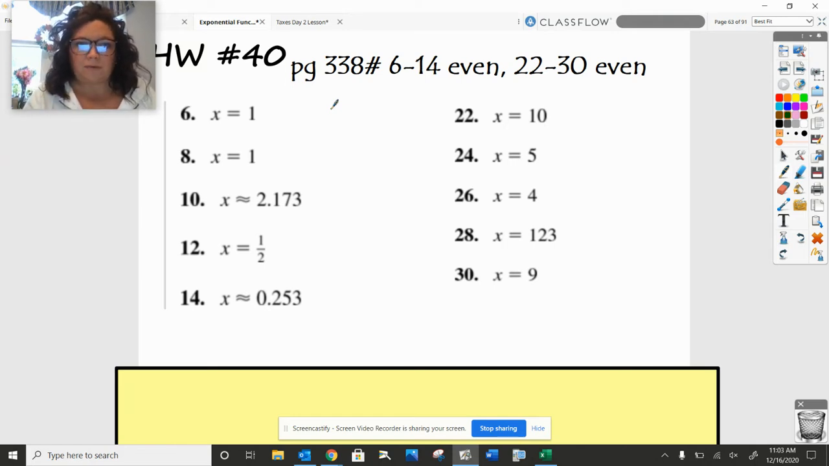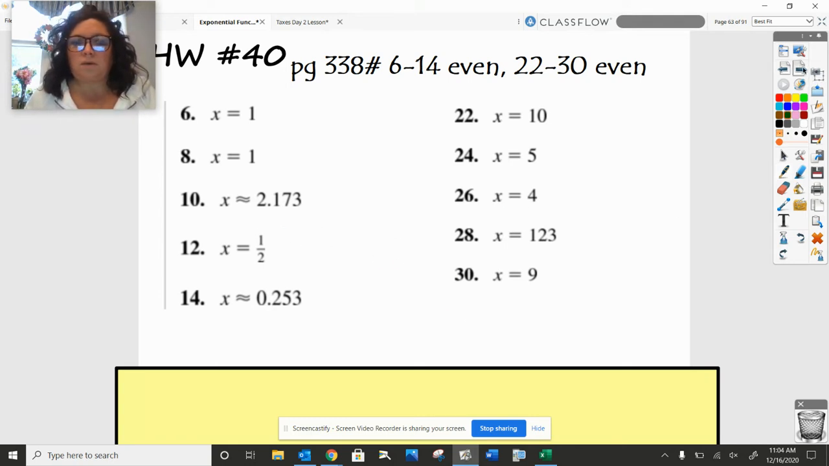I do have the solutions to last night's homework up here. These were from homework number 40, where you're solving these equations, either exponentials or logarithms. Any of the ones that are decimals, if you rounded them to 4 decimal places, that is fine too. For number 12, if you have 0.5, again, that is the same thing, so that is totally fine.